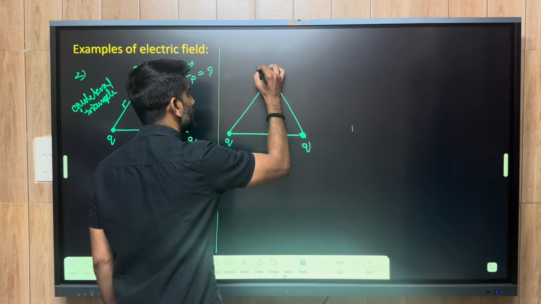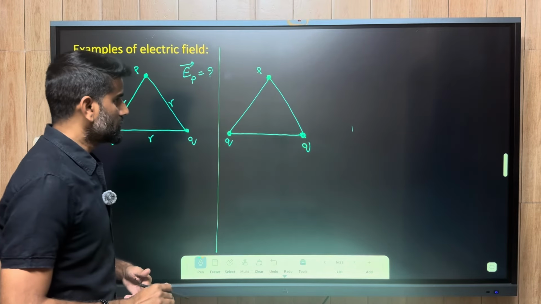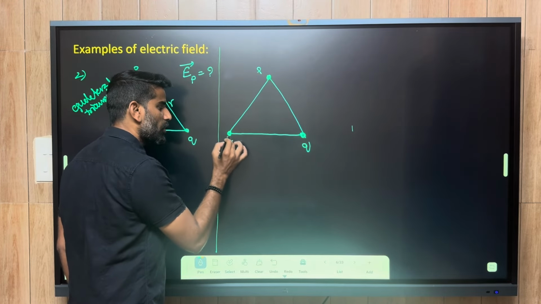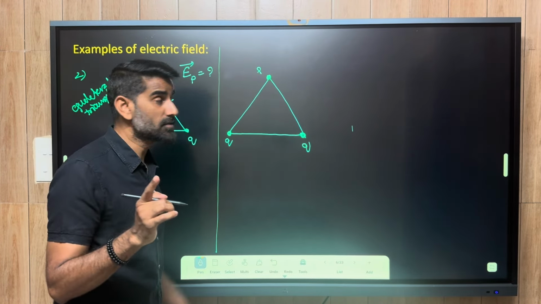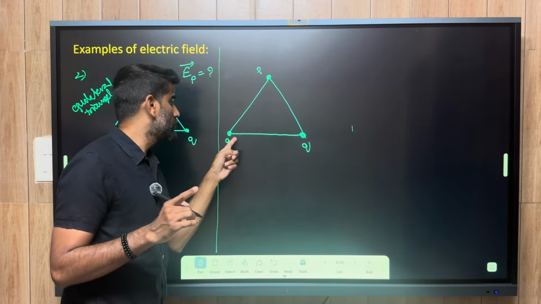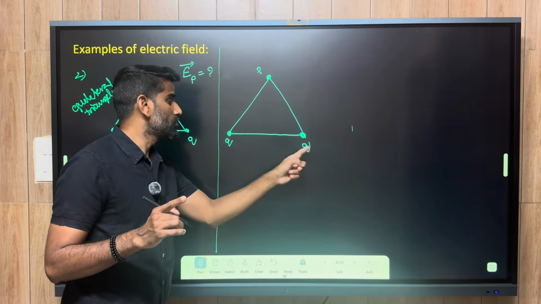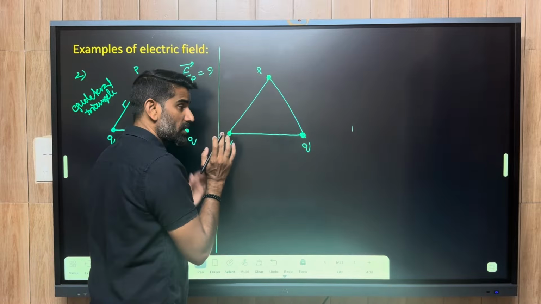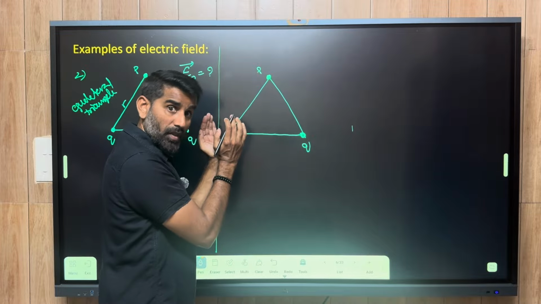Here we have the third point P. Now, the electric field due to this positive charge, what is our point of interest? Point of interest is P. I am going to measure the electric field due to this point charge at here, and due to this point charge again at here. So I am going to consider only one charge at a time.